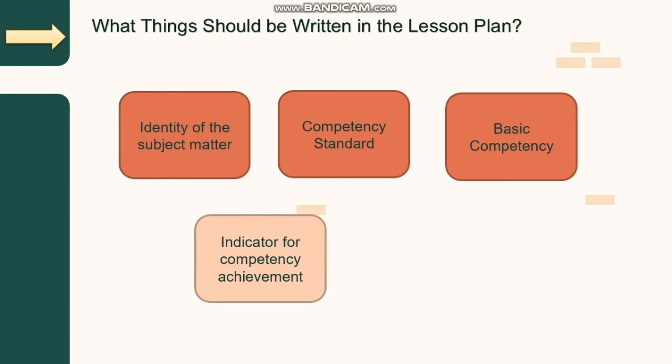Number 4 is indicator for competency achievement. Competency achievement indicators are formulated with operational verbs that can be measured, including knowledge, attitudes, and skills. Next, the instructional goal. Instructional goal is a description of the process and learning outcomes achieved by students in accordance with basic competencies.